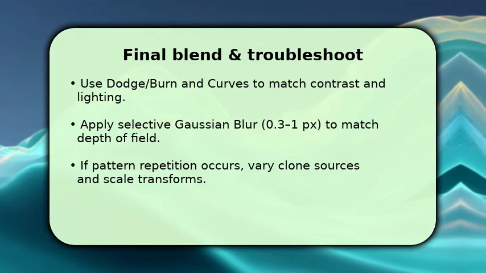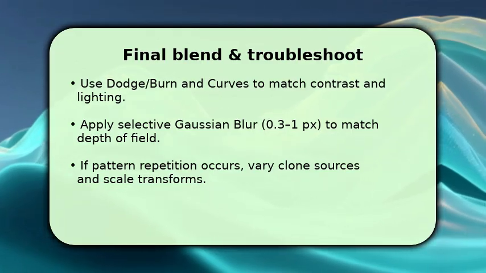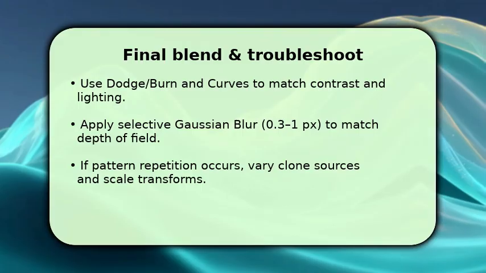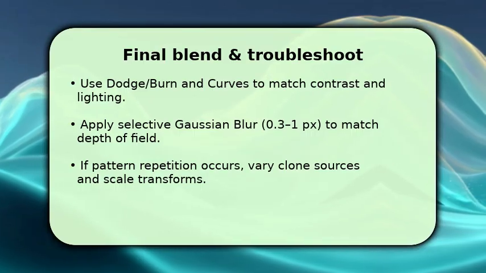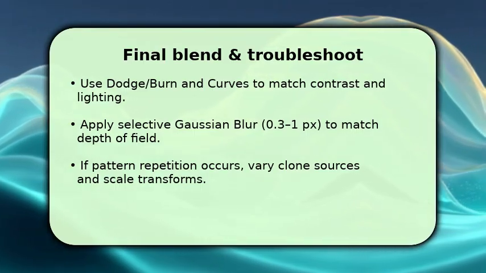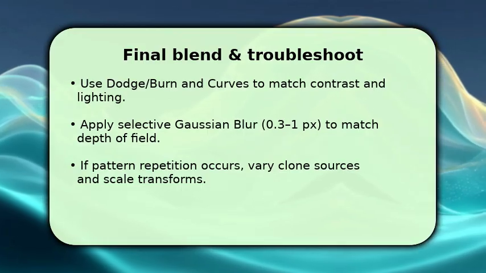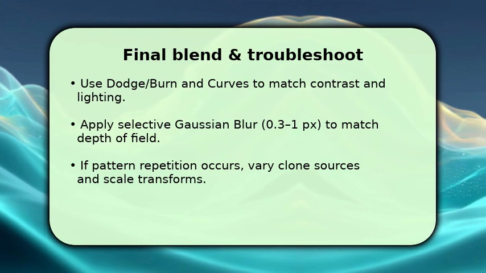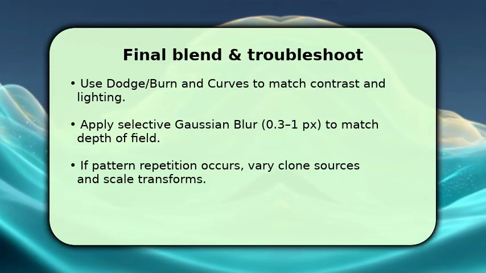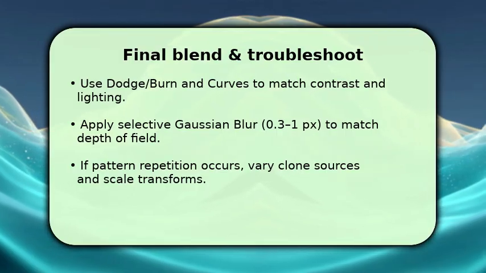If the background lost depth, apply a selective Gaussian blur of 0.3-1px to match original depth of field, then check edges and color with a soft brush on a new layer set to color blend. If things go wrong, like visible repeating patterns, vary clone sources, rotate or scale sampled patches, and rerun small content-aware passes until the result reads natural.